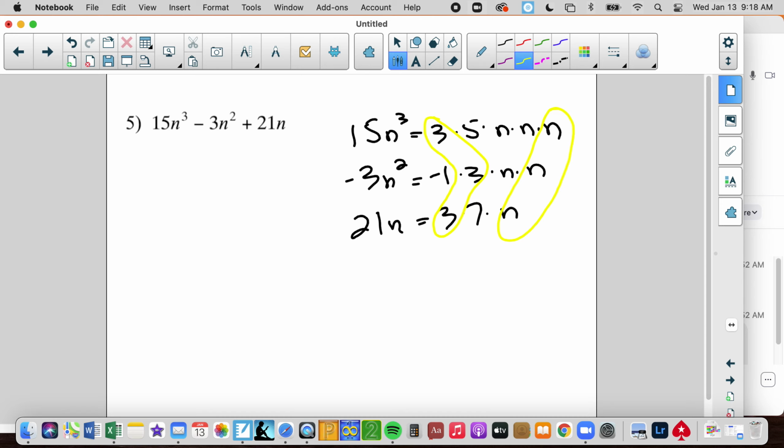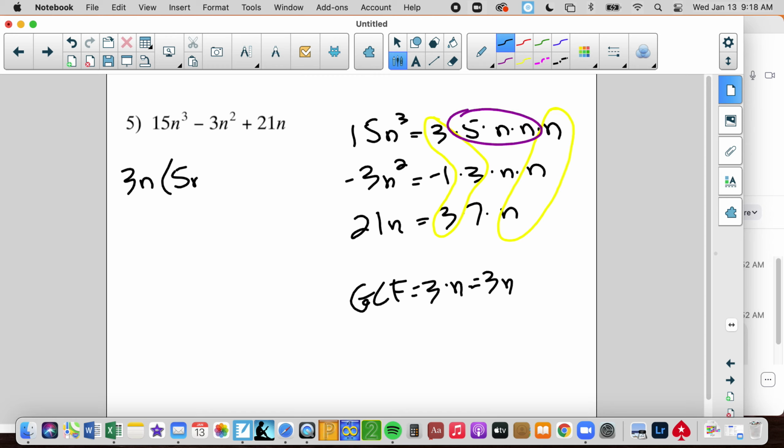So my GCF is going to equal the 3 times the n, or 3n. So we're going to factor out a 3n. That leaves me with 5n squared. That leaves me with negative n. And that leaves me with 7.